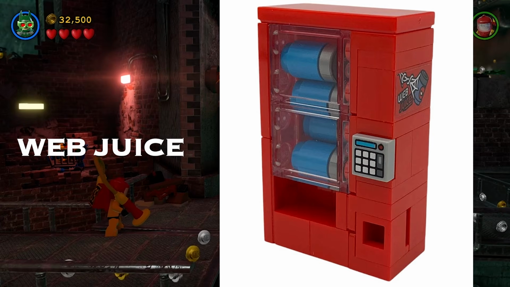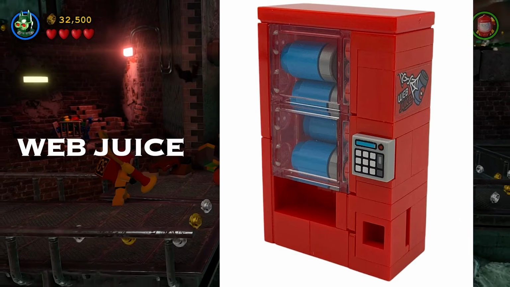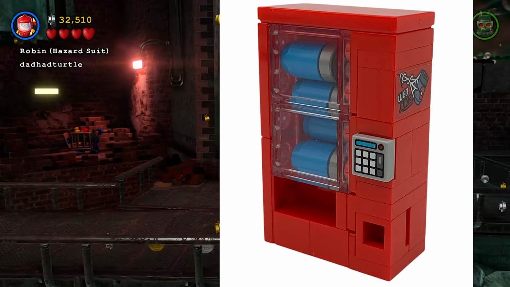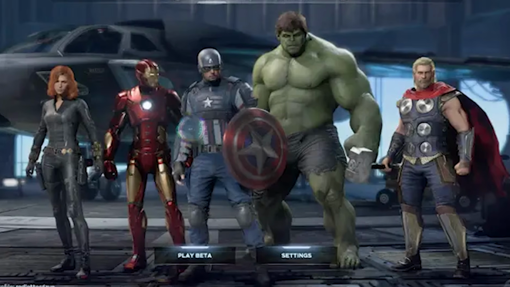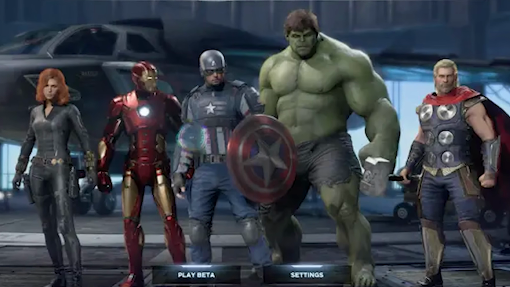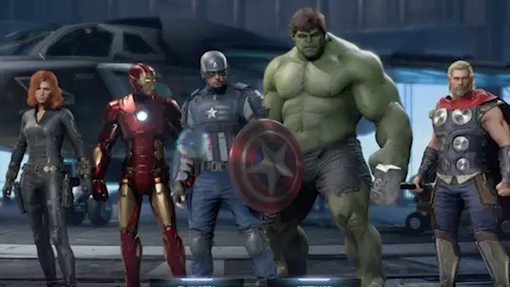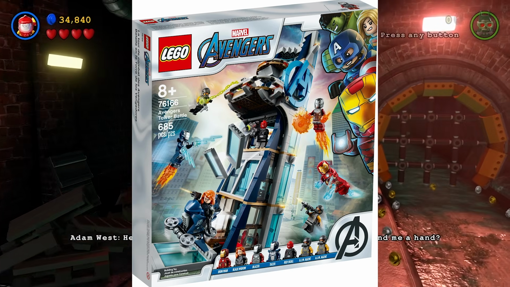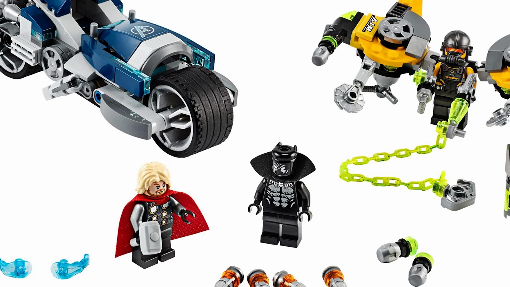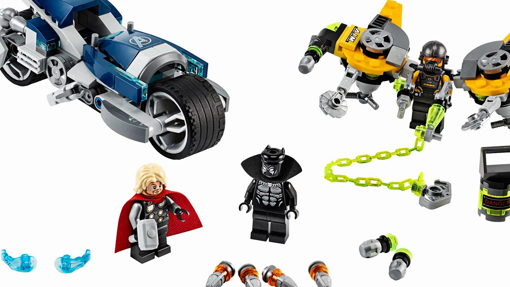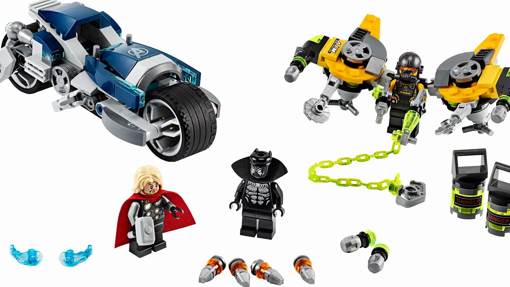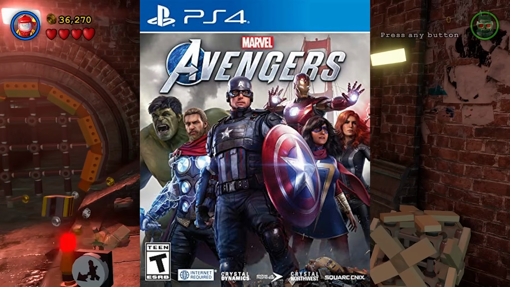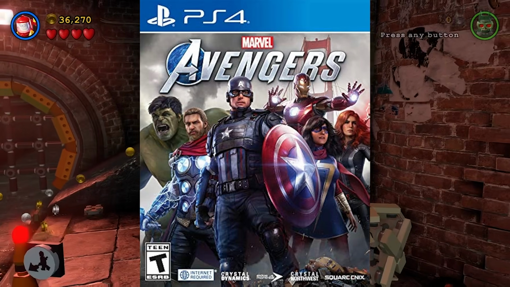Web Juice. In the Spider-Man Daily Bugle set, there's a vending machine with a drink called Web Juice. 2020 video game sets. After Avengers Endgame, LEGO made a bunch of Avengers sets that were seemingly just based on the comics, in which the Avengers fought a bunch of Agents of AIM, but I guess these sets were actually based on the 2020 Avengers video game that was released the same year from Square.